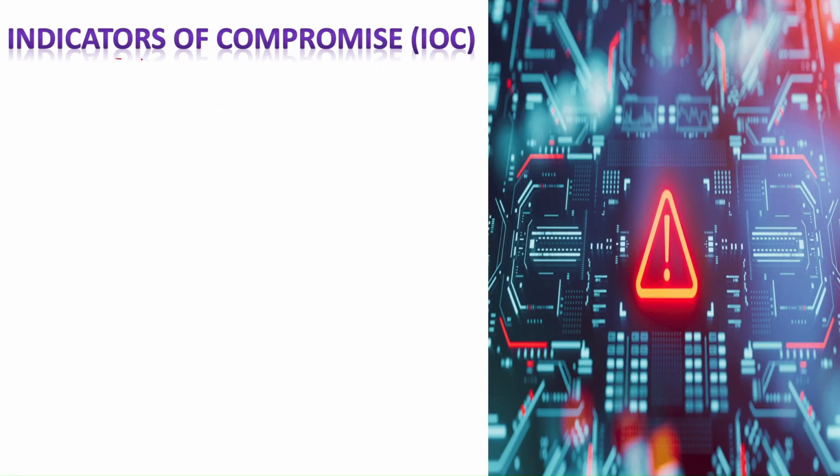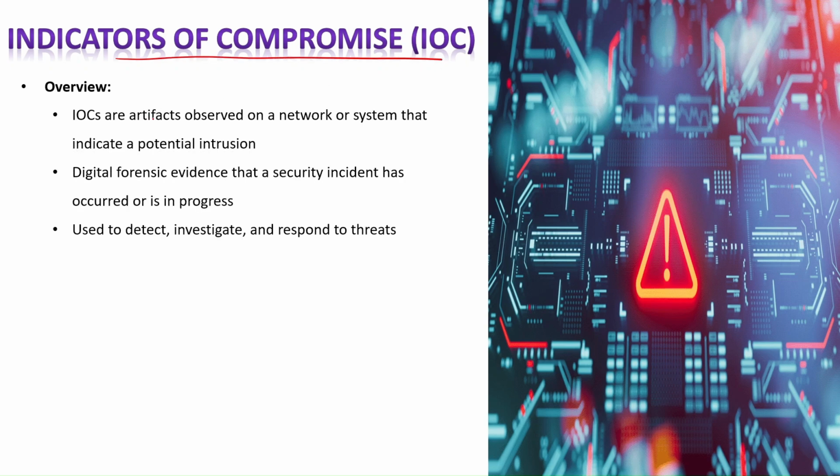Next is the indicator of compromise, IOC. IOCs are artifacts observed on a network or system that indicate a potential intrusion. It is digital forensic evidence that a security incident has occurred or is in progress, and it can be used to detect, investigate, and respond to threats.